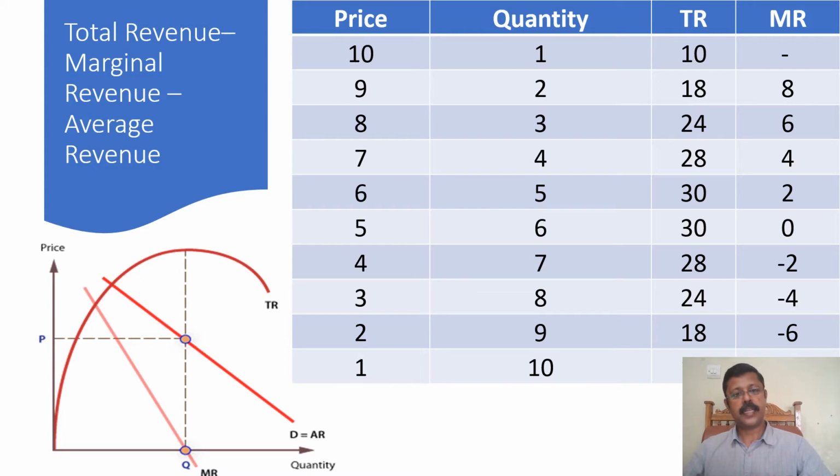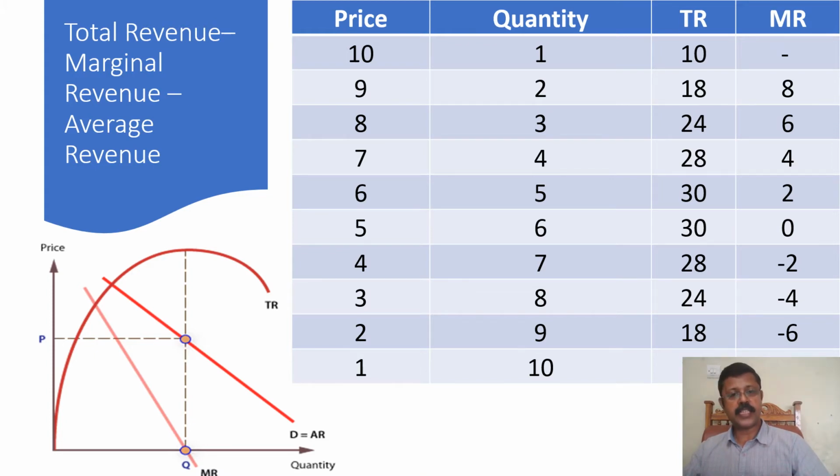So, there's an example here, right? When the price was rupees 10, you could sell one unit. Therefore, total revenue is 10 into 1, that is equal to 10. And when you reduce the price from 10 to 9, you could sell two quantities. Therefore, total revenue is 9 into 2, that is equal to 18. Therefore, marginal revenue is 18 minus 10, that is equal to 8.